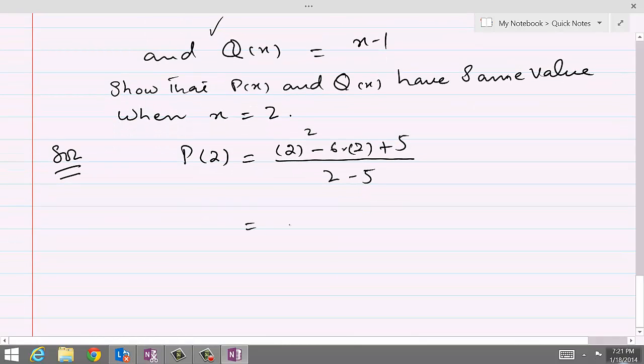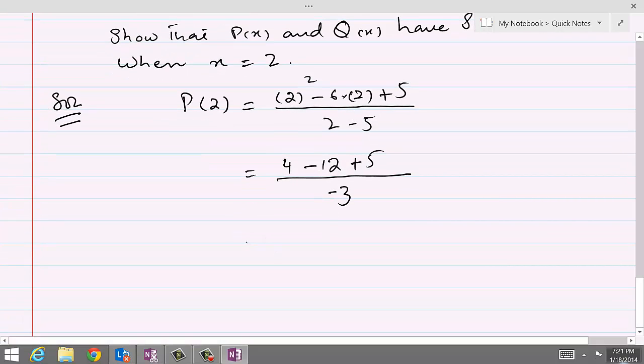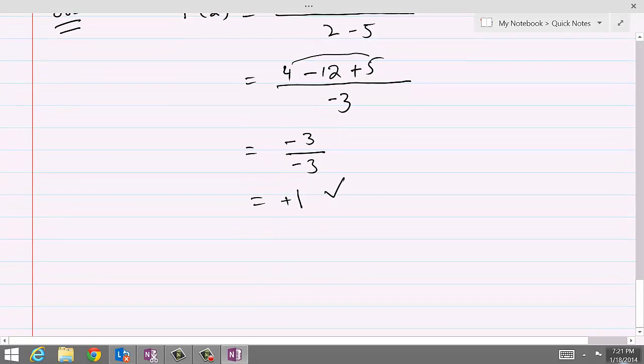And this is equal to 2 power 2, which means 4, minus 6 times 2, which is 12, plus 5, over 2 minus 5, is equal to minus 3. So if we calculate it further, 4 plus 5 would be 9, and take away 12 will give us minus 3 over minus 3. This will give us equal to plus 1, because minus 3 will cancel out with minus 3.